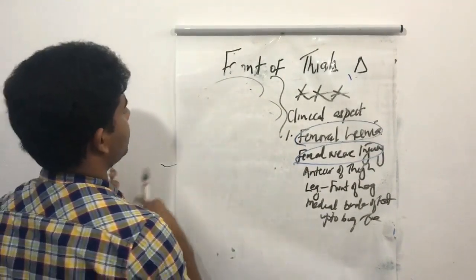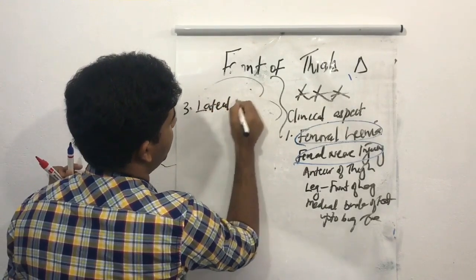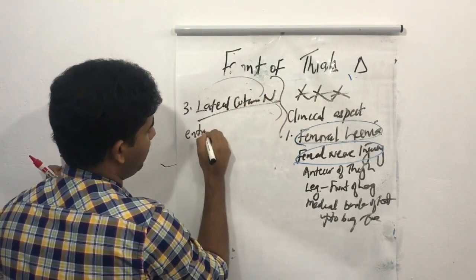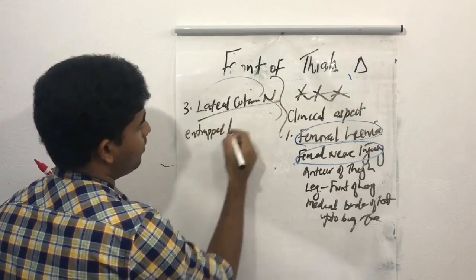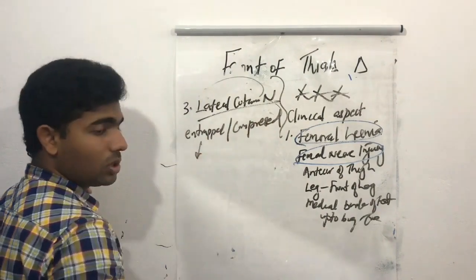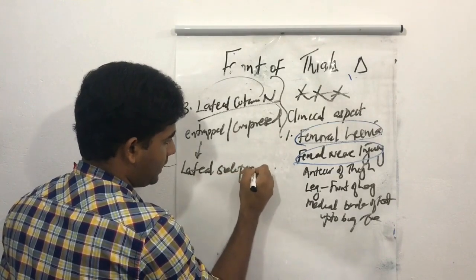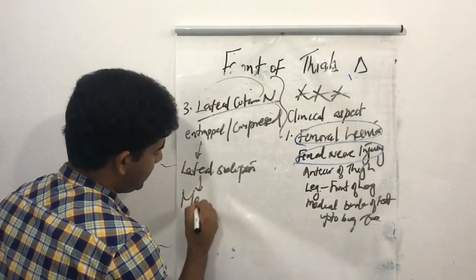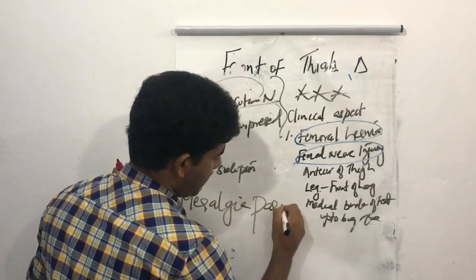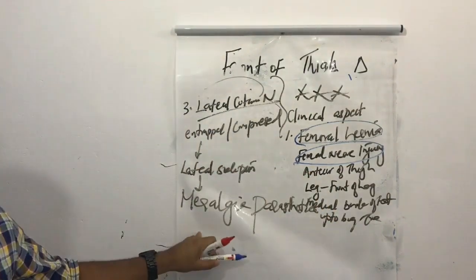injury to the lateral cutaneous nerve. If the lateral cutaneous nerve is entrapped or compressed, it can result in pain in the lateral side of the thigh, and that is known as meralgia paresthetica.